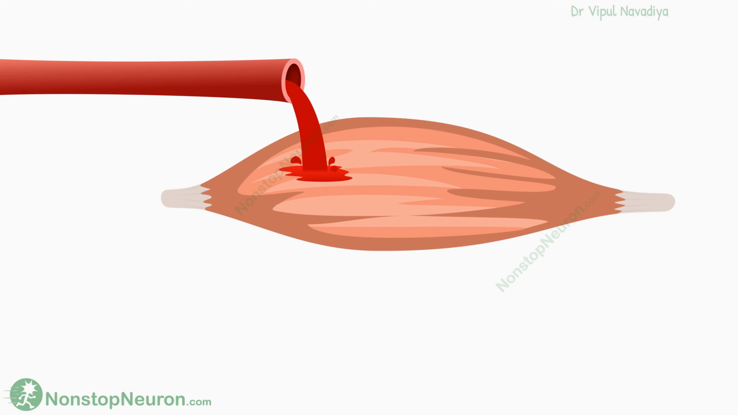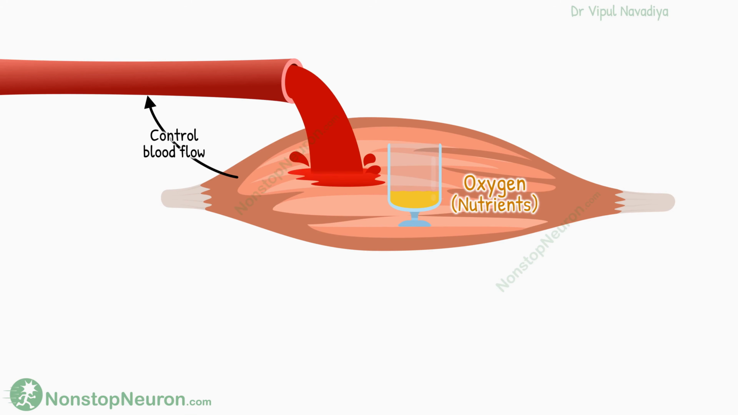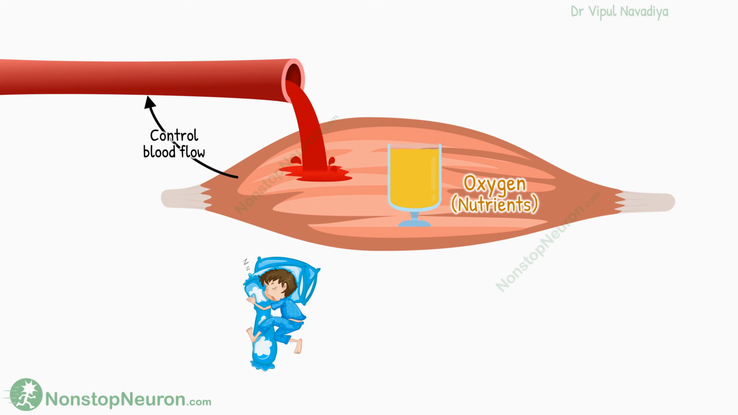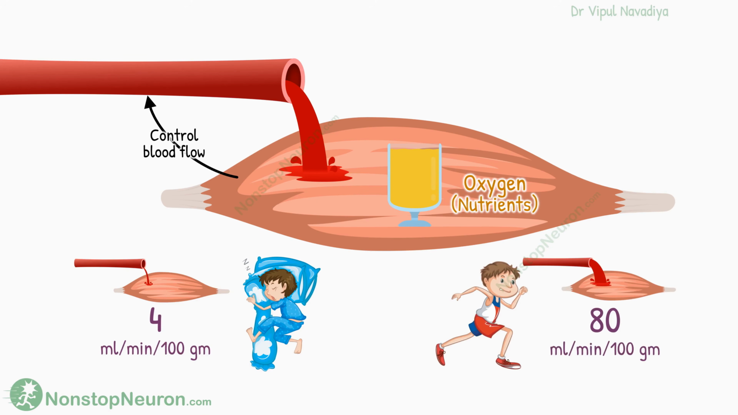So let's get started. Most tissues control their own blood flow, depending on the requirement. In general, reduced oxygen or other nutrient levels in the tissue causes an increase in blood flow. And when there are enough of these nutrients, there is a decrease in blood flow. For example, during resting, the blood flow to muscles is only about 4 milliliters per minute per 100 gram of muscle mass. But during heavy exercise, the blood flow can increase up to 80 milliliters per minute per 100 gram. This is 20 times higher than during resting.